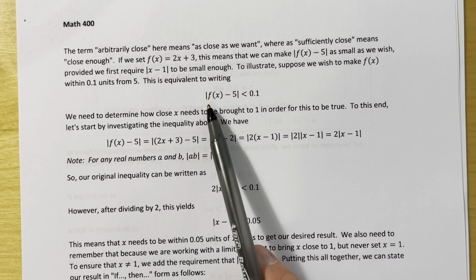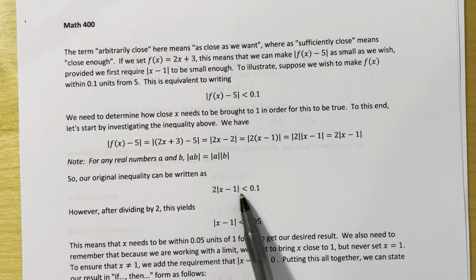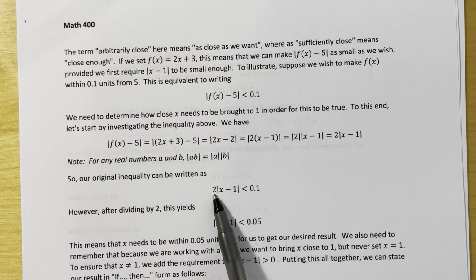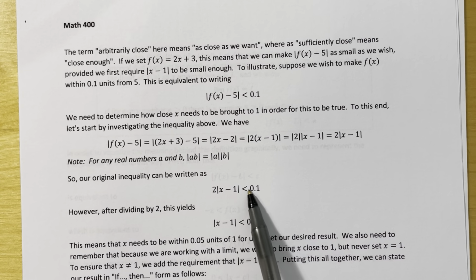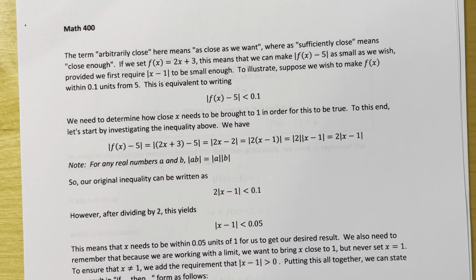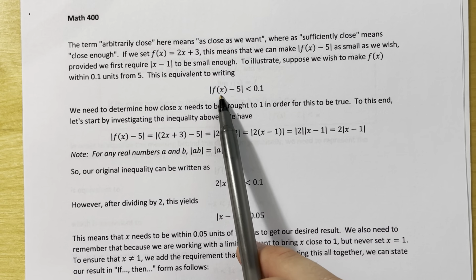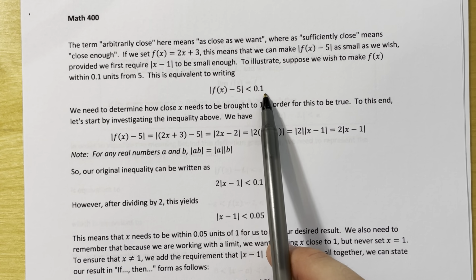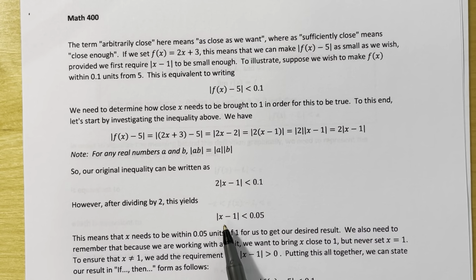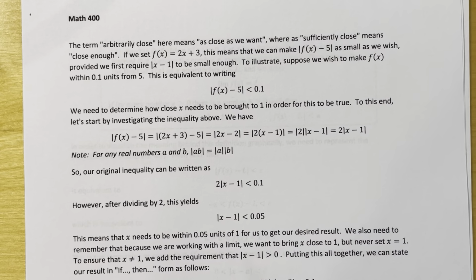So I can replace this absolute value here with this equivalent one right here to get this inequality: 2 times the absolute value of x minus 1 is less than 0.1. And I could solve for that absolute value by dividing both sides by 2, giving me this: the absolute value of x minus 1 is less than 0.05. Okay? So what this means is if I want f of x to be within 0.1 units of 5, then I need to make sure I'm using values of x that are within 0.05 units of 1.